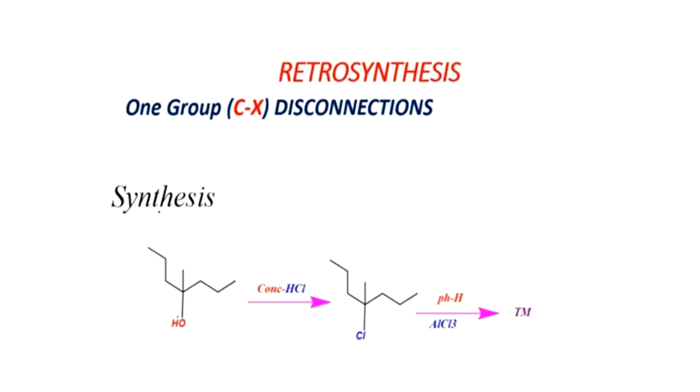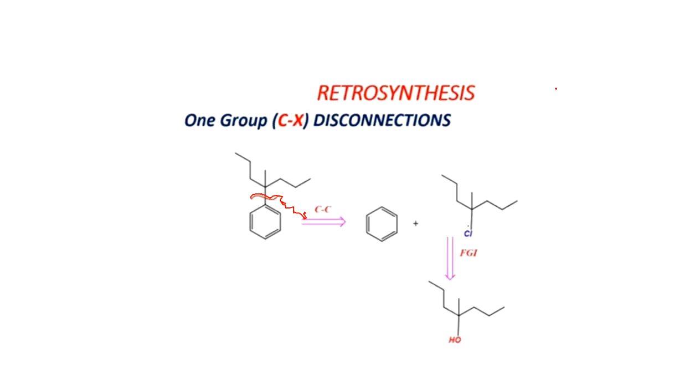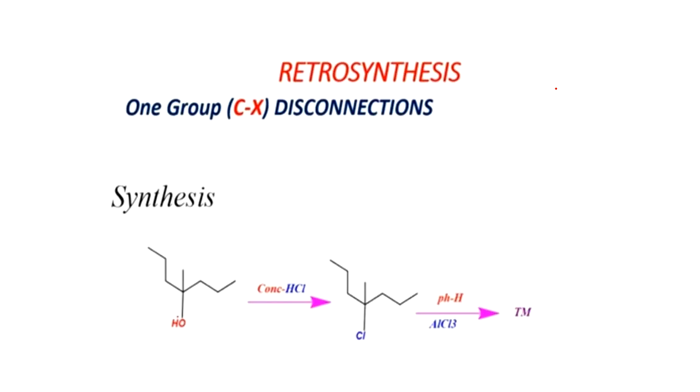Always remember, when we are getting a fragment, the last fragment may be our starting compound, or the first compound to be synthesized in a given reaction. So we have to make a fragment in such a way that we get a stable fragment. Here, our last compound is the alcohol, so our starting compound in the synthesis could be the alcohol.